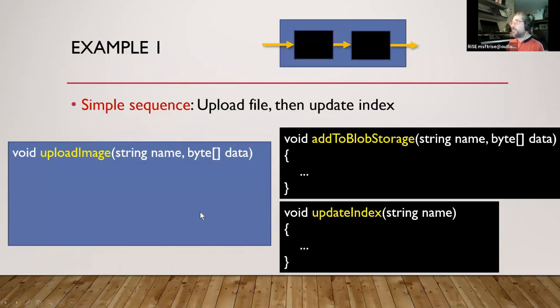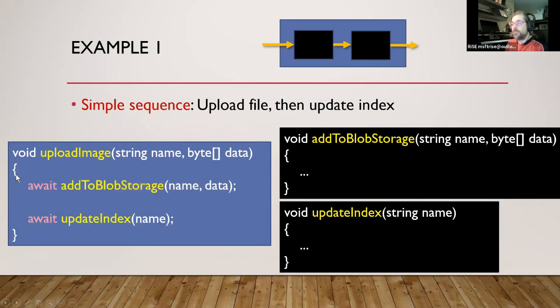So what does it look like? Let's take an example. Suppose I have a stateless orchestration and I want to do two things. I want to upload a file and then update an index somewhere that stores the name of the file. So on the right here, I have two black boxes. These are the stateless functions, the activities. And I want to do both of these in a sequence. So what I do is I write the thing on the left, which calls those two in sequence.